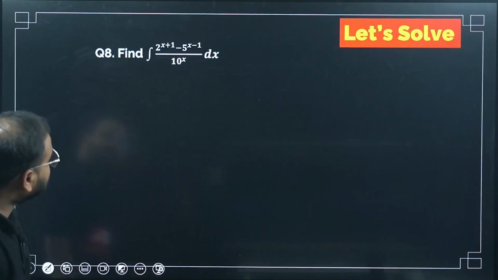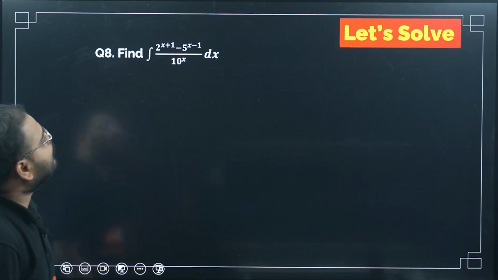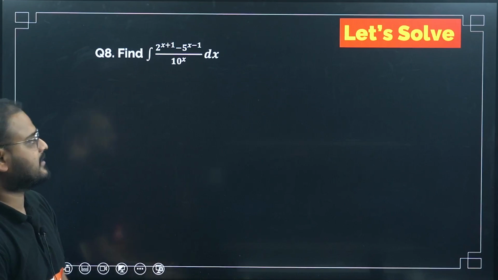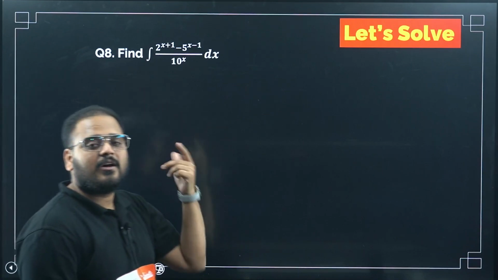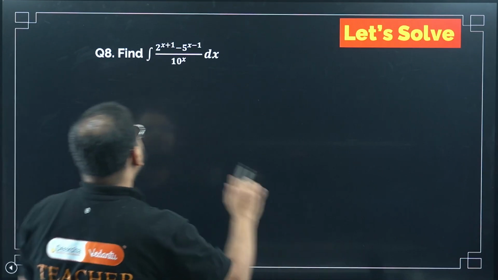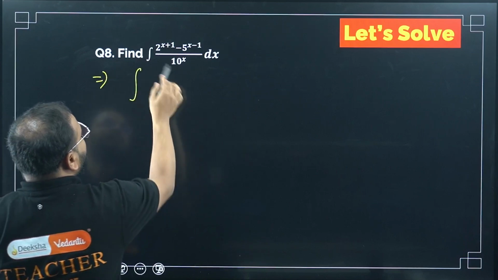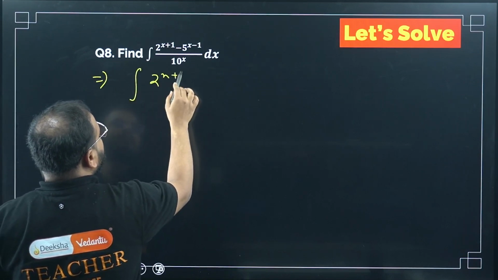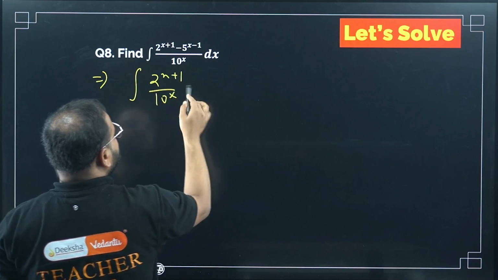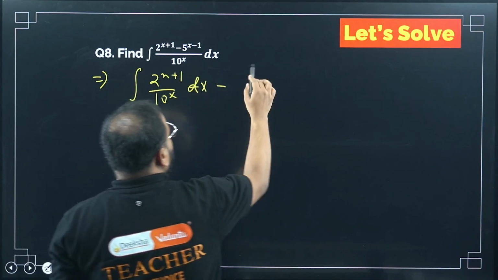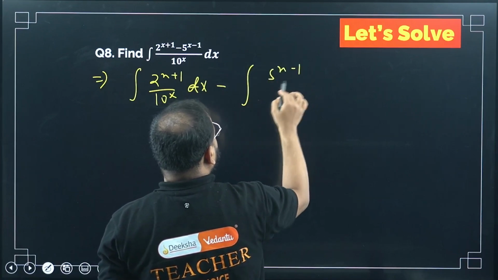Question number 8. Integration of (2 power x plus 1 minus 5 power x minus 1) upon 10 power x. Right now it looks difficult to integrate. Okay, what are we going to do? Simplify it so that it's in the form of integration. I can separate this as integration of 2 power x plus 1 upon 10 power x dx, and this as integration of 5 power x minus 1 upon 10 power x dx.